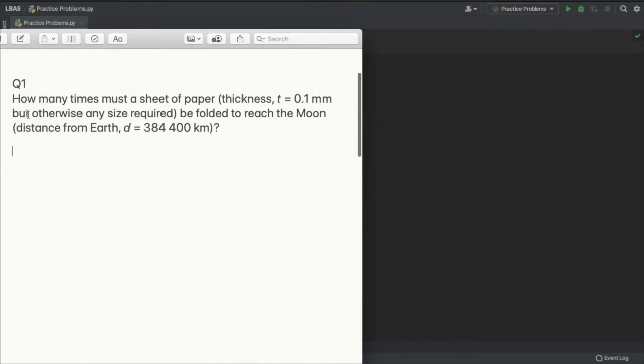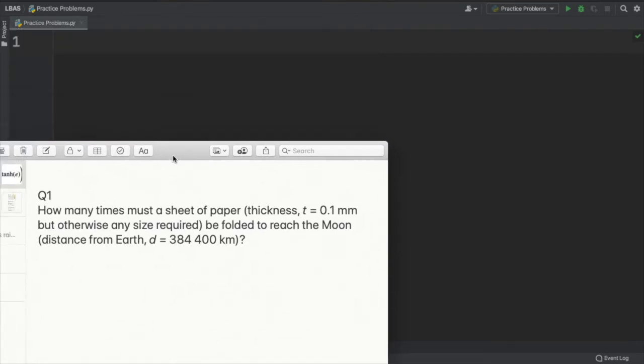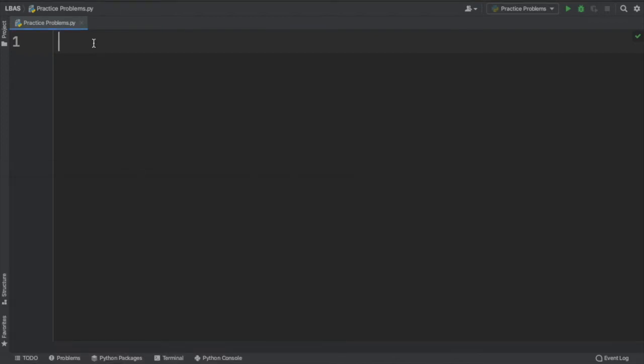Let's look at the first question. How many times must a sheet of paper of thickness this much be folded to reach the moon? Okay, this question is very simple. Thickness of paper is equal to 0.01 mm. Let me see. Oh, okay, no, it's 0.1. Sorry.